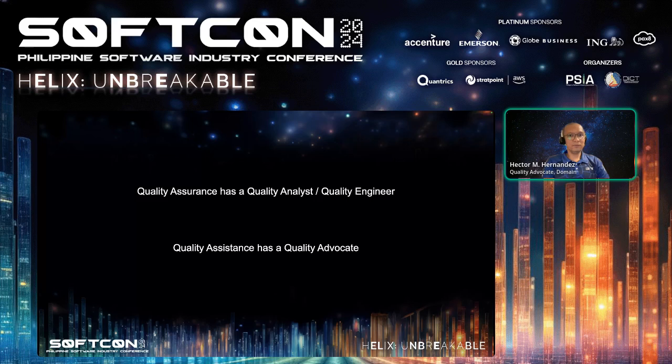So just to give you guys a good idea, the quality assurance model has a quality analyst, a quality engineer, an SDET, and of course a performance engineer. That's its model. The quality assistance model has a quality advocate. So when I talk about quality advocate, it is the equivalent of quality analyst, quality engineer in quality assurance. I hope that made sense. Okay, so let's get to it.